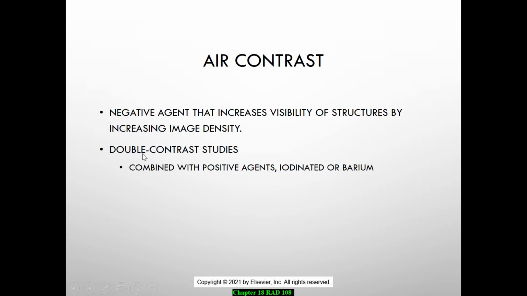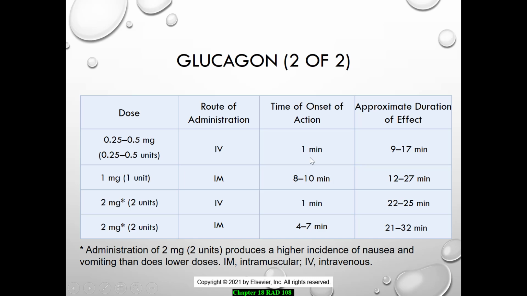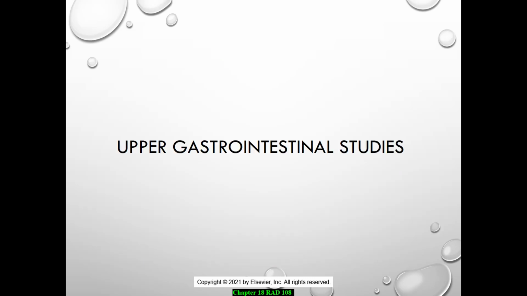So you will have exams that are ordered as a double contrast study. This is going to be a positive agent, which iodine or barium, that has been introduced along with air that's going to be introduced into your study. Glucagon is something that you need to be aware of with your diabetic patients. It's used to treat hypoglycemia. And with the glucagon, again, there's going to be an administration route that needs to be followed if that has to be administered to your patient.